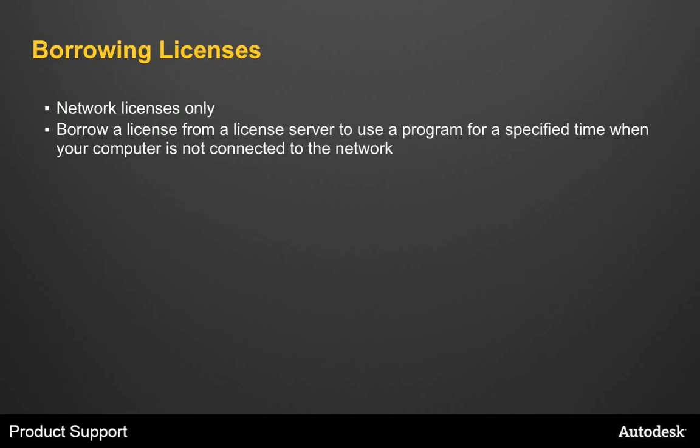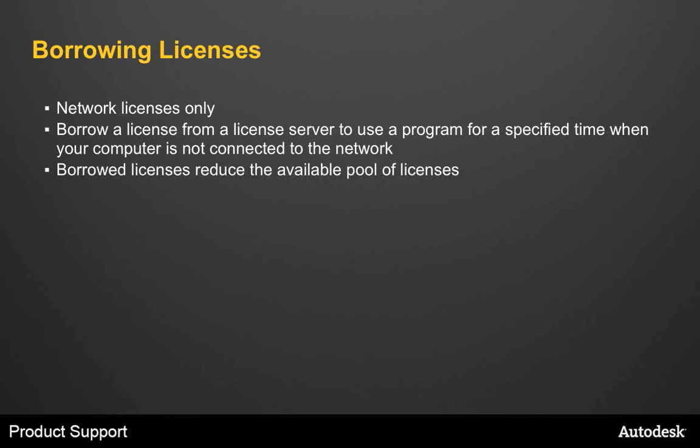First of all, borrowing applies to network licenses only. You borrow a license from a license server in order to use a program for some specified amount of time when your computer is not connected to the network. For example, if you need to take your laptop into the field and have access to the product, you could borrow a license for that product and have that license on your laptop while you're disconnected from the network.